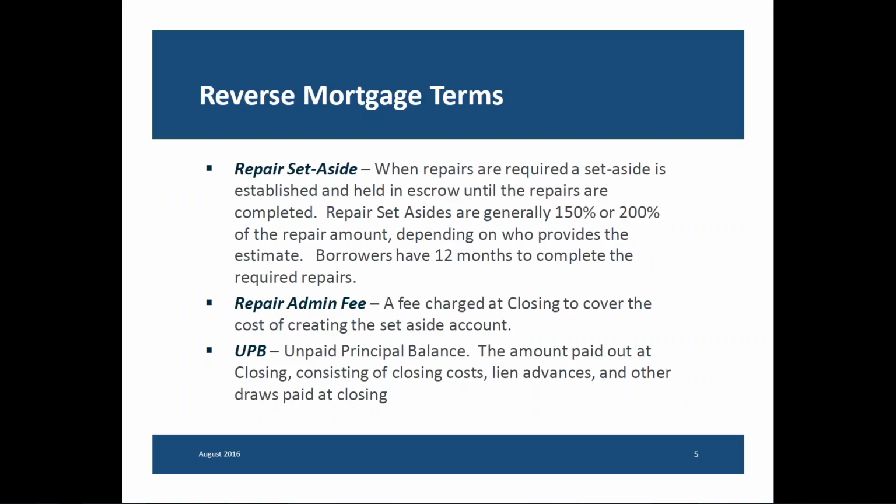UPB, unpaid principal balance. That's the amount that's paid out at closing, consisting of closing cost, lien advances, and other draws paid at closing.